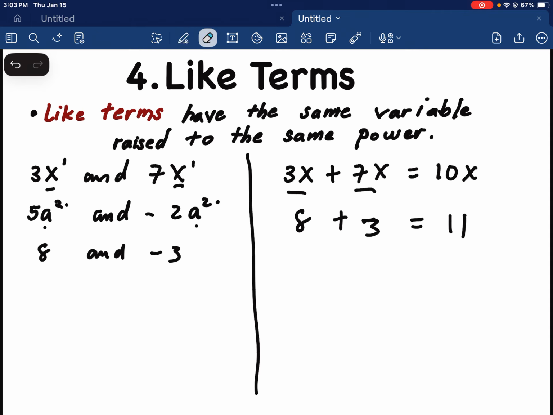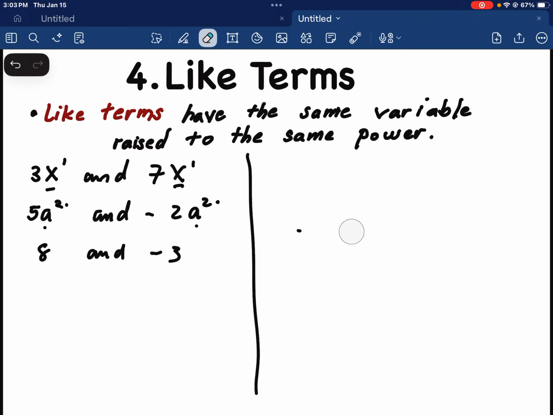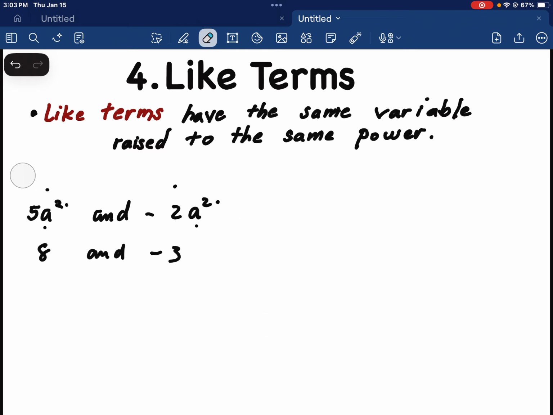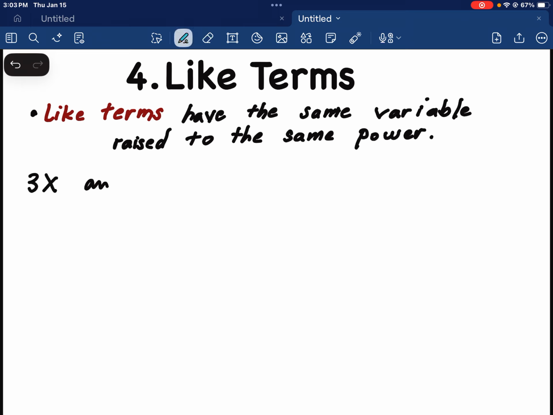More examples. These are some examples of unlike terms. And unlike terms, you cannot combine them. So 3x and 3y, since they have different variables, even if they have the same exponents, which is 1, you can't combine them because they don't have the same variables. Remember, like terms have the same variable raised to the same power.